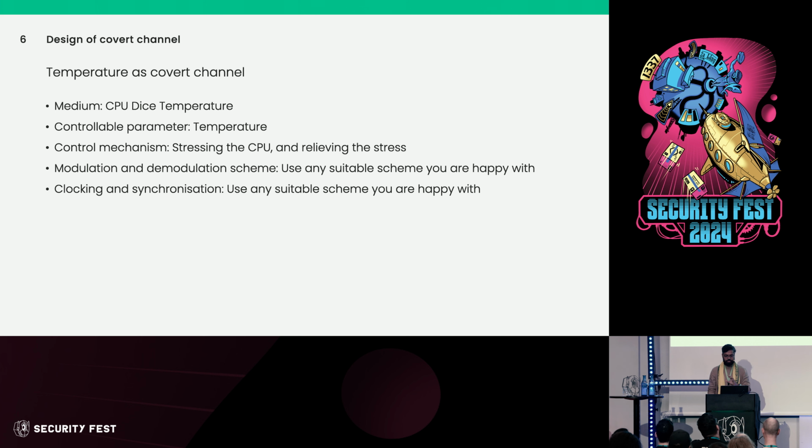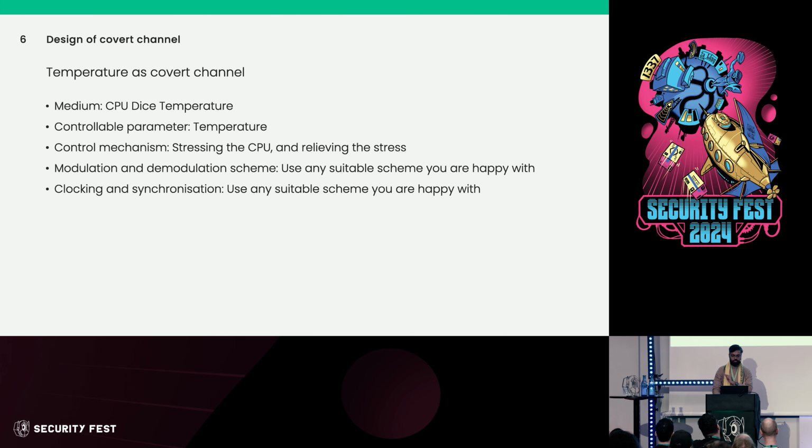Control mechanism. I am going to stress the CPU, trying to make it do a lot of work in very small amount of time, which will force it to use a lot of power, which will eventually result in a lot more energy wastage, which will come up as heated CPU dies. Okay? And if I remove that stressing code, it will eventually cool down back to its normal range because our computers have heat sinks, thermal paste, fancy fans, liquid cooling, bunch of other things. Modulation, demodulation, clocking, synchronization, you are free to use whatever scheme you are happy with. It doesn't really matter.